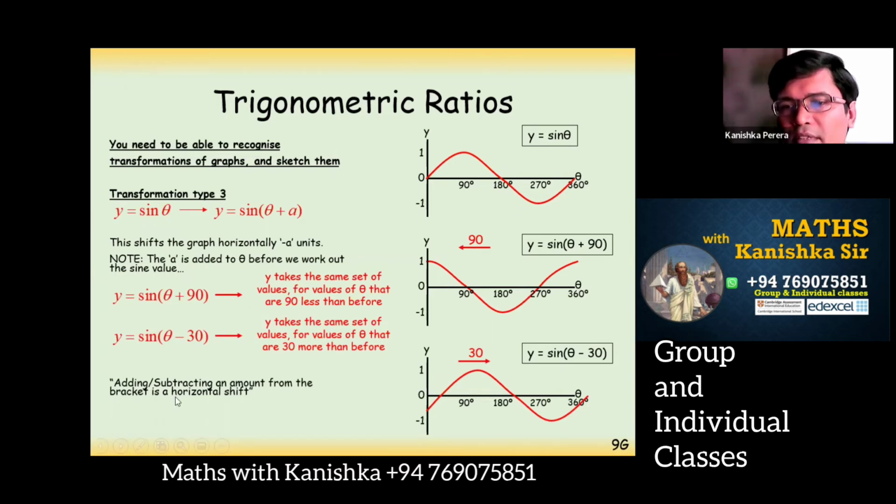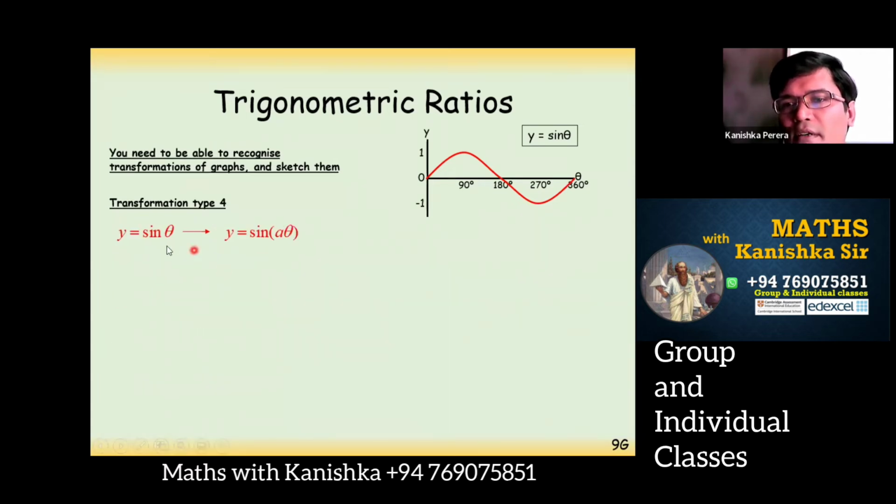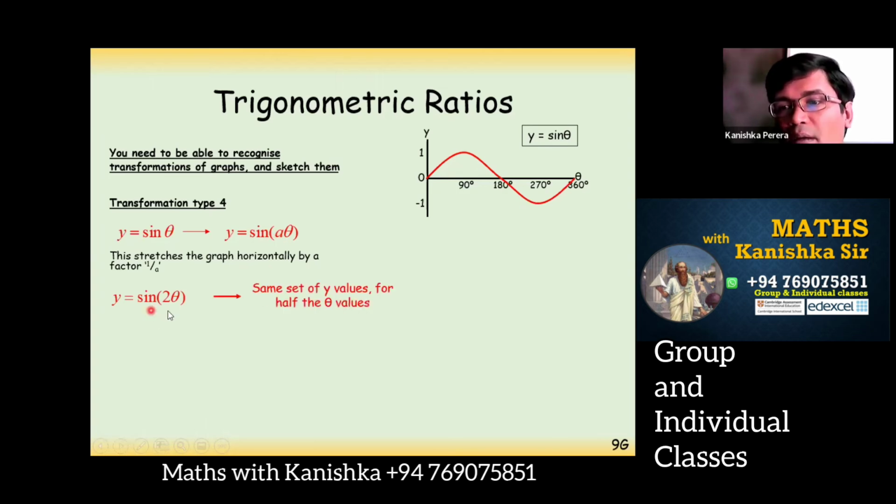Adding, subtracting amount, this time what is happening over here is adding and subtracting, adding and subtracting. Okay, it's another transformation type. It's multiplying right here. Factor a stretches the graph horizontally by the factor 1 by a. If you have it in a sense like 1 by a, the same set of the y value, half the value of theta. This one is half the value of theta, you can find out.